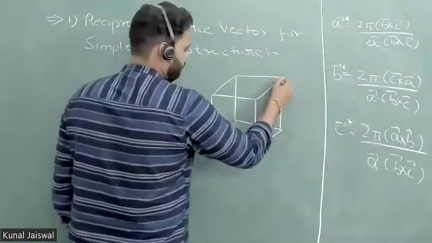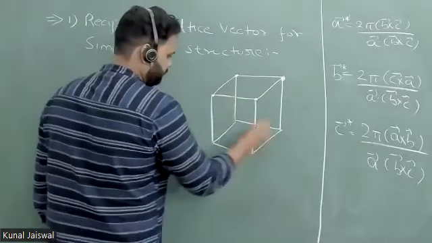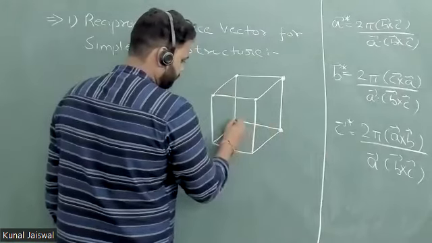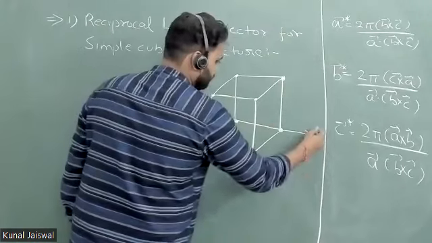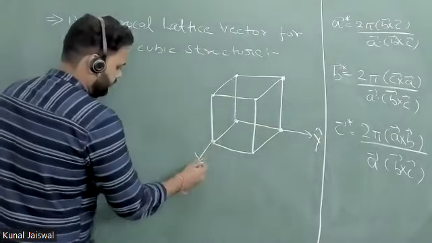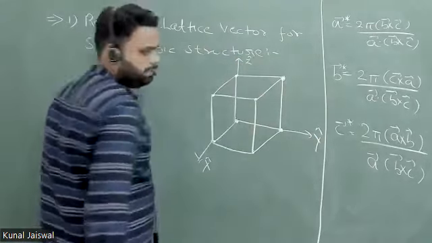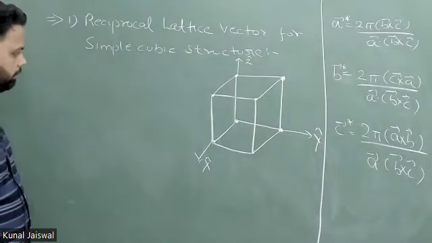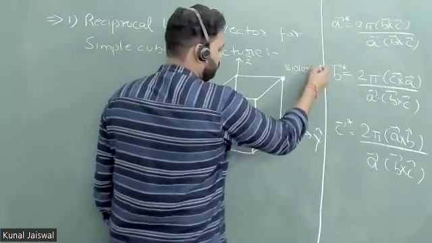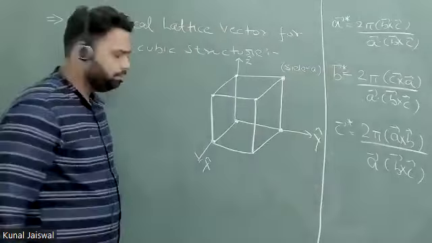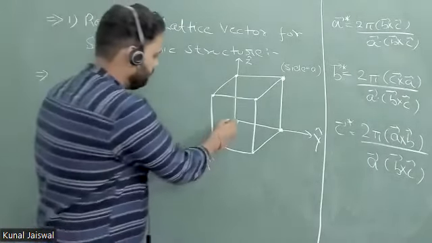This is our simple cubic lattice. Obviously, 8 atoms present at each corner. Let's suppose this is our y-axis, this is our x-axis, and this is our z-axis. And let's suppose the side of the cube is A. Let's suppose this is our origin.